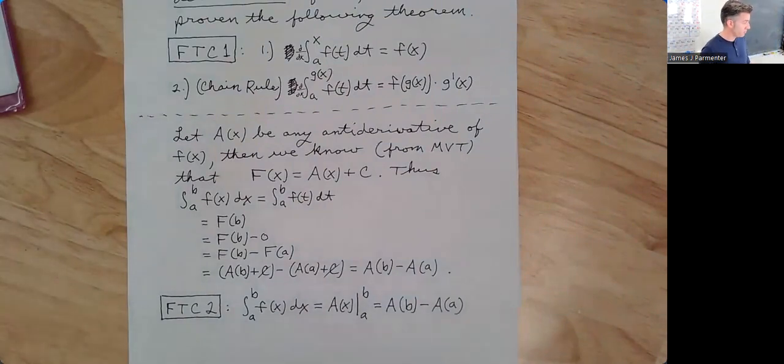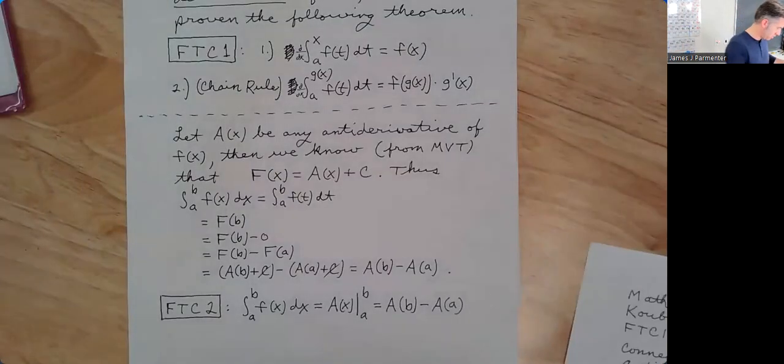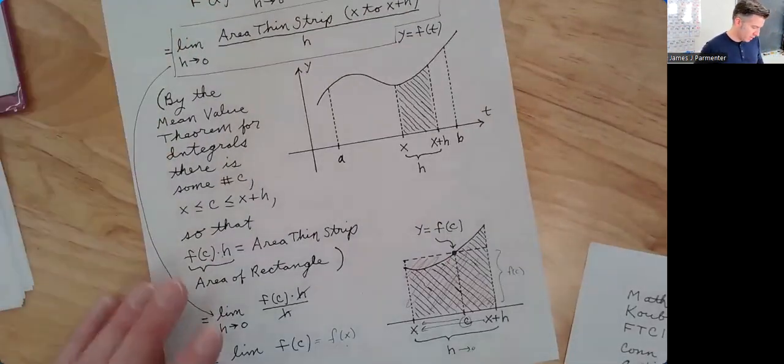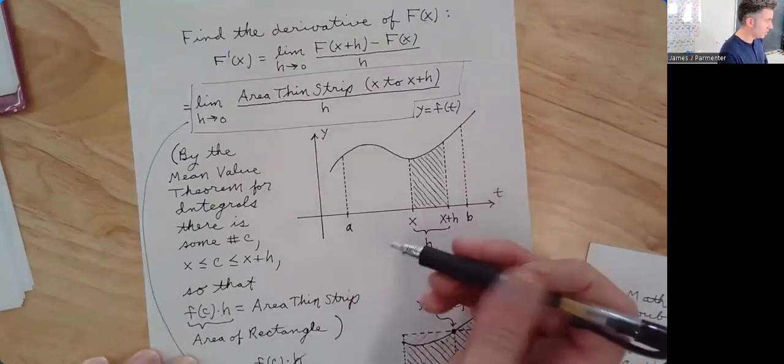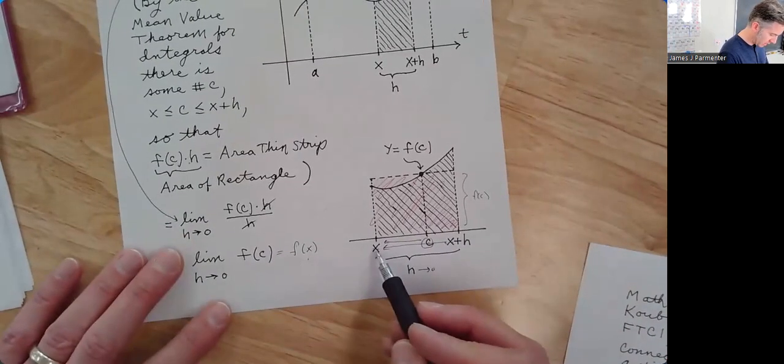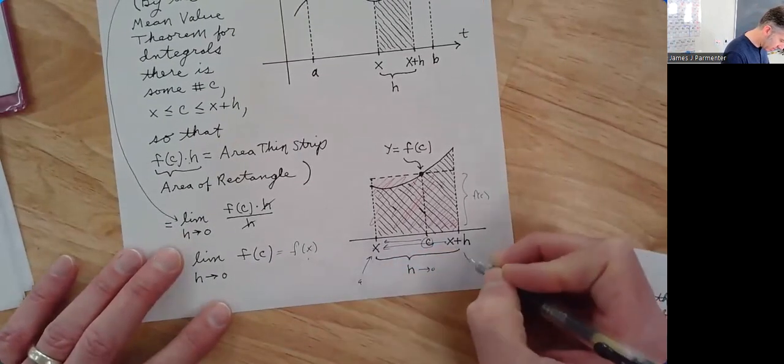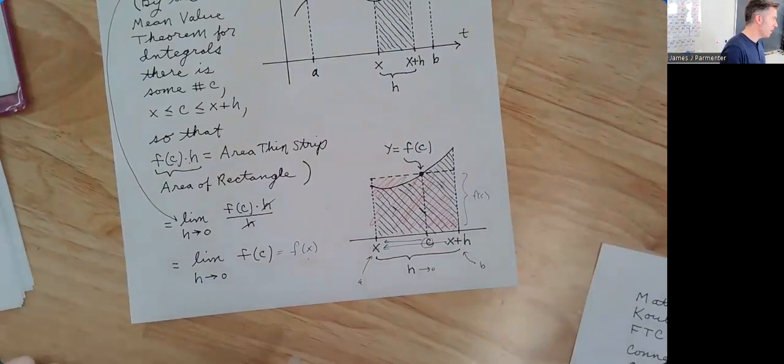Is f of c equals 1 over b minus a times the integral from a to b basically the formula form of what we were just talking about? Yeah. We were using x and x plus h instead of a and b. Oh, I see. So it's basically the same thing. Exactly the same thing.